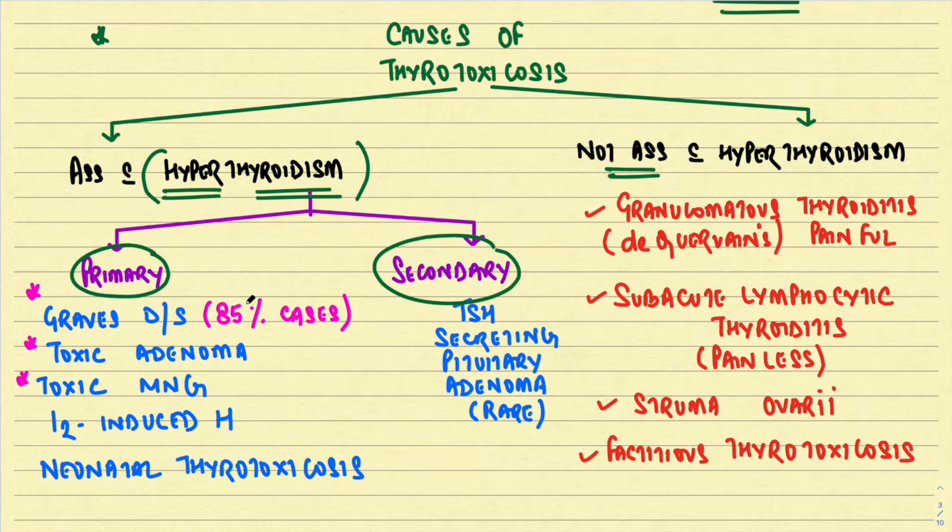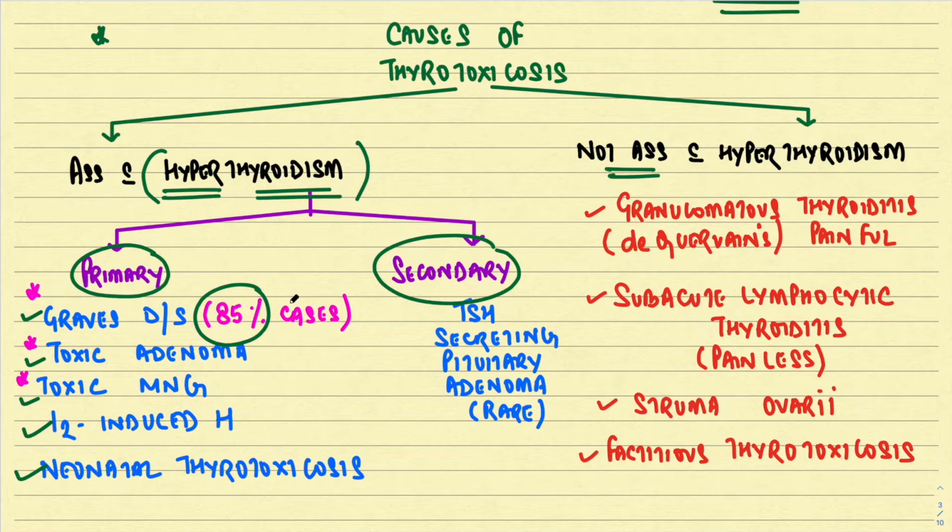secondary. So under the primary cases, we have Graves' disease, toxic adenoma, toxic multinodular goiter, iodine-induced hyperthyroidism, and neonatal thyrotoxicosis. So these are all the primary causes of hyperthyroidism. And out of all these causes, Graves' disease is the most common cause of primary hyperthyroidism, accounting for 85% of the cases. Other more common causes include toxic adenoma and toxic multinodular goiter. So Graves' disease, toxic adenoma, and toxic multinodular goiter, these three entities form the majority of the causes of primary hyperthyroidism.